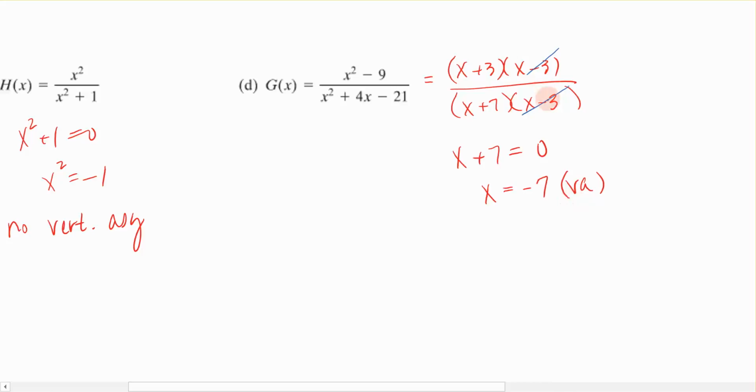Now you might be asking yourself, well, what happened to this x minus 3 that we had right here that we canceled off? Although it's not a vertical asymptote, it actually ends up being a hole in my graph. And we'll talk more about that in a later video.